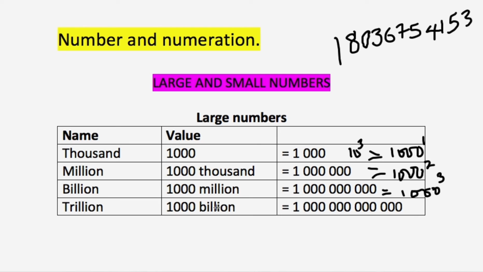But what of trillion? Trillion is 1,000 billion. 1,000 raised to power 4. So if you multiply 1,000 by 1,000 by 1,000 by 1,000, or you multiply 1,000 and 1,000 by 1,000 squared, or you multiply 1,000 by 1,000 cube, you get a trillion. Large numbers are in the multiples of thousands, tens of thousands, hundreds of thousands, and thousands of thousands. That is large numbers, right?